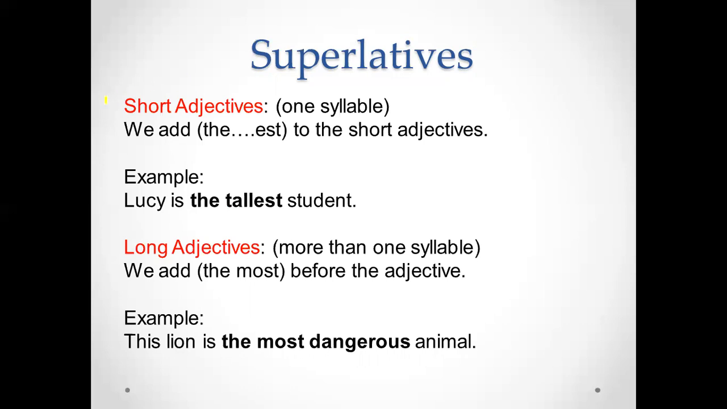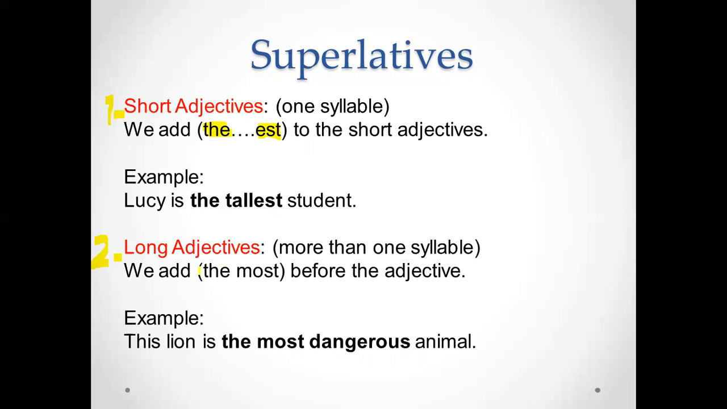Now, we have two cases, short adjective and long adjective. We know what short adjectives and long adjectives are. The short adjectives, they are one syllable. What do we add to the short adjective? The before the adjective, and with the adjective we add est. For example, Lucy is the tallest student. The tallest.